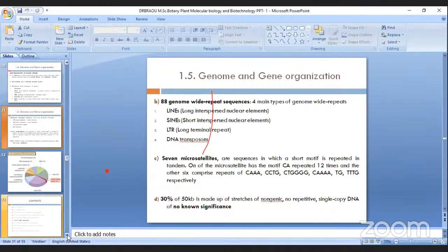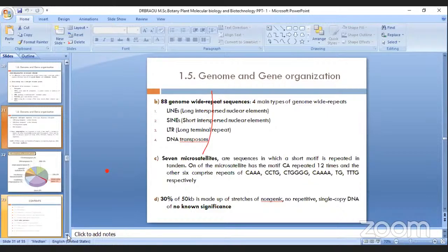Of these 7 microsatellites, the first has a motif of CA, and it is repeated 12 times. The other 6 are CAAA, CCTG, CTGGGG, CAAA, TG, and TTTG.